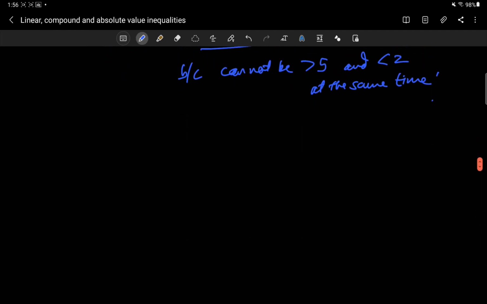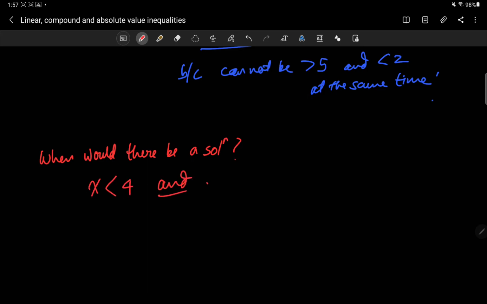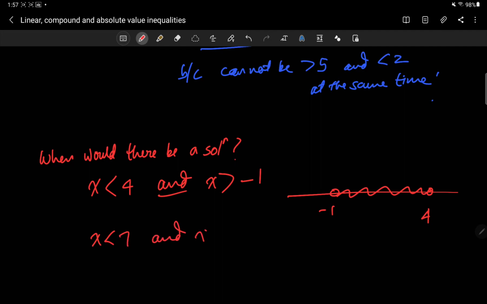So let's see, when is there a solution? When would there be a solution? One of them would be, for example, x less than 4 and x greater than -1, because that would mean it's between -1 and 4. Or if it said x less than 7 and x less than 3, because that would mean as long as it's less than 3, it's going to satisfy both the conditions.